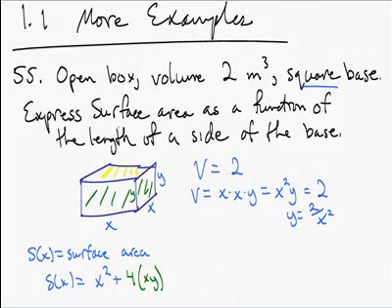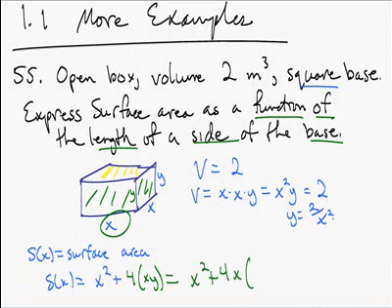But we want everything in terms of x. We want everything as a function of the length of a side of the base, which is x. So we're going to have then x squared plus 4 times x times y, which is the same as 2 over x squared. And what happens then? Well, these x's, x over x squared divides to just 1 over x, and we're left with a surface area of x squared plus 8 over x. So there's the formula for the surface area.